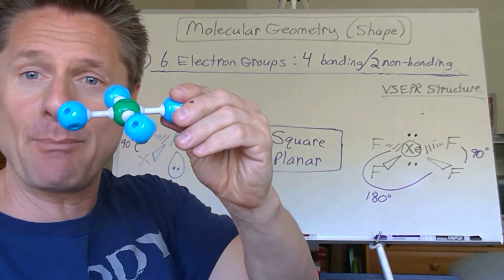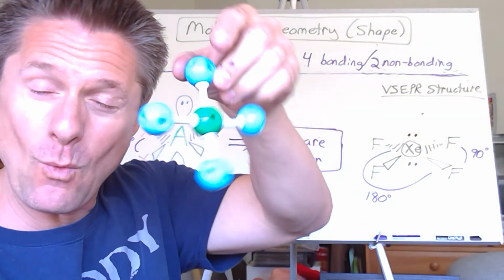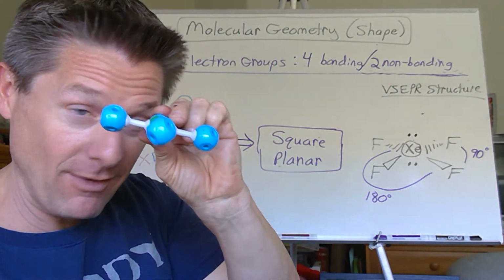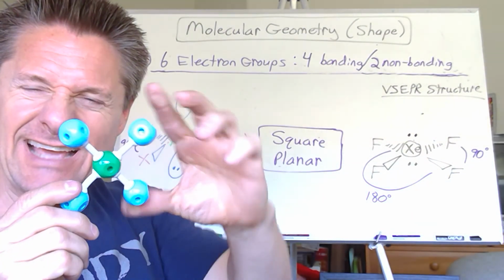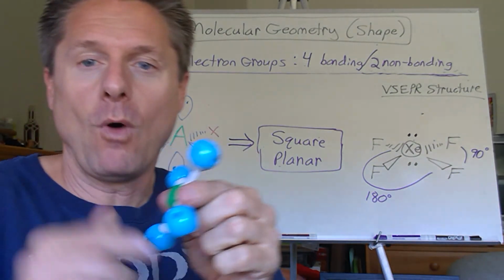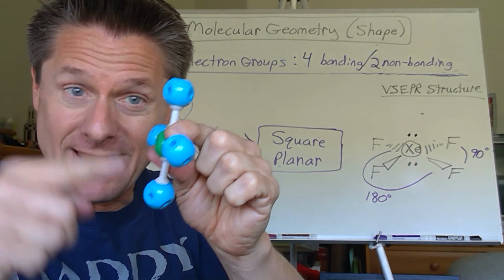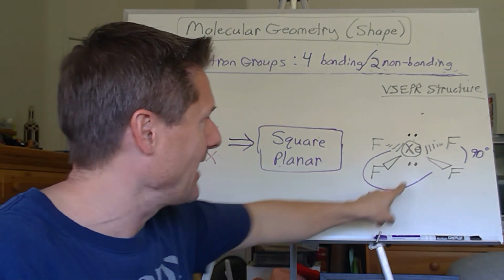So you lose your top and your bottom, and you're left with a flat square, which is square planar. See that? With really, really tight 90-degree bond angles. You also have the 180 coming across here, which is hard to draw on that. I tried to get that there.